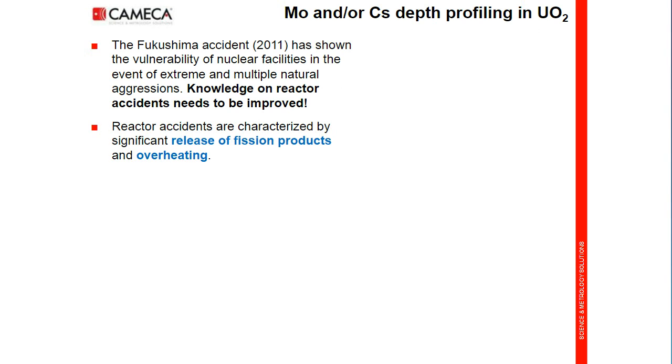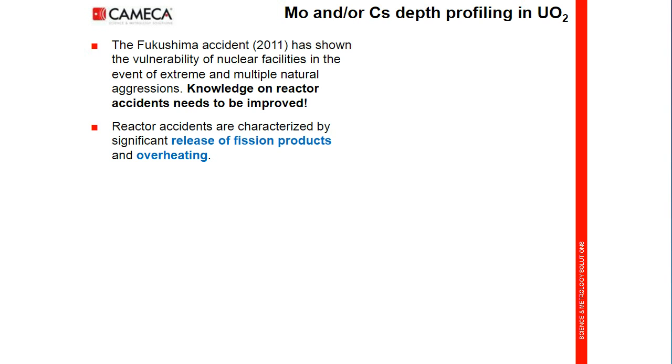Reactor accidents are characterized by significant release of fission products. We can see here the variation of the fission yield versus mass. During reactor accidents, there is also a significant temperature increase.